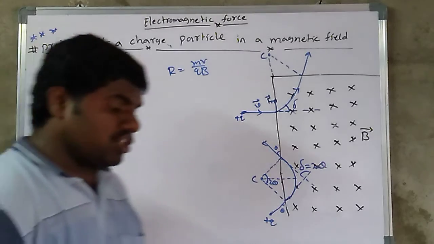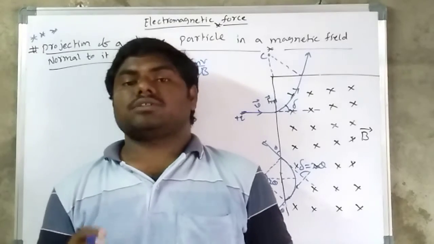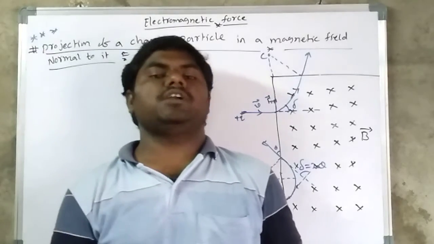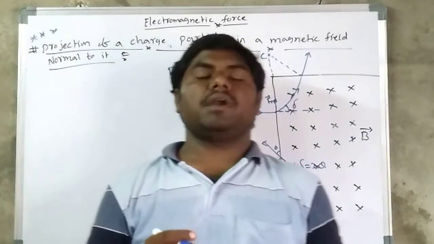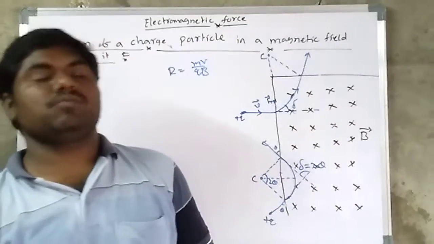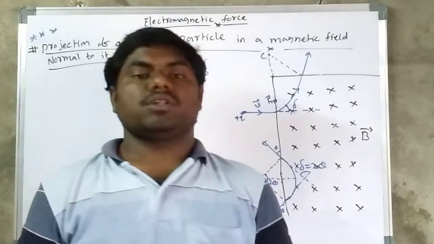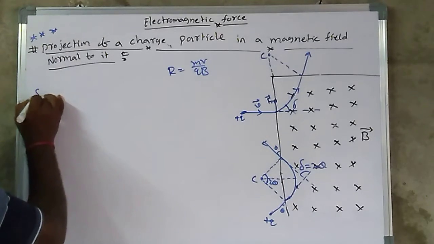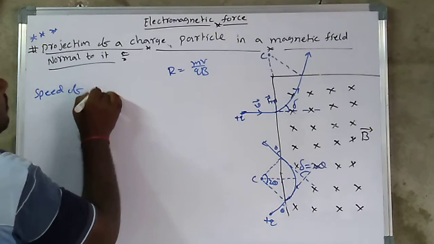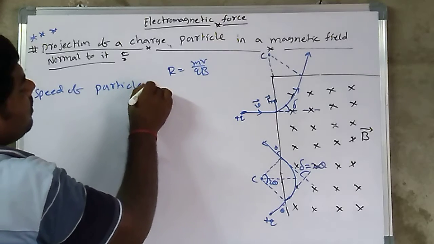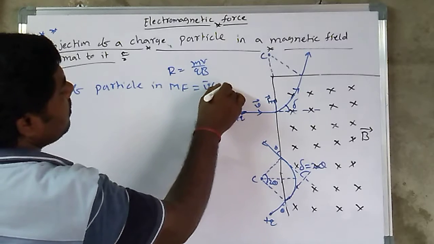In this situation, the speed of the particle in the magnetic field is always constant. Angular speed of a particle in circular motion, when projected normal to B bar, is omega equal to v by r. The v by r value we already know is q by m. So the speed of the particle in the magnetic field is equal to v bar, constant.